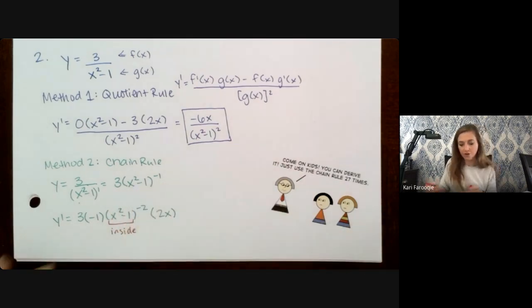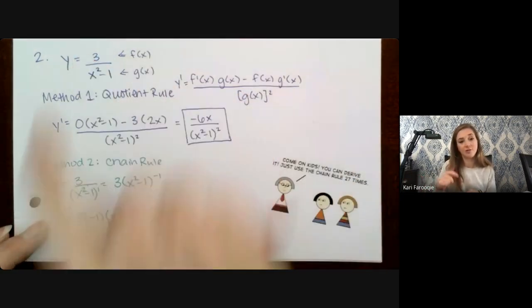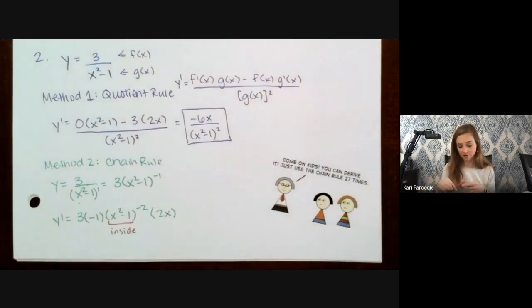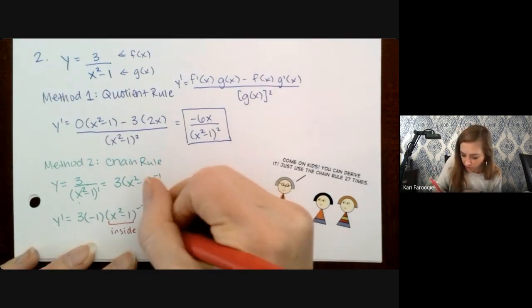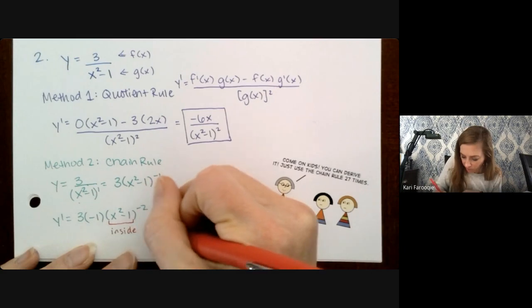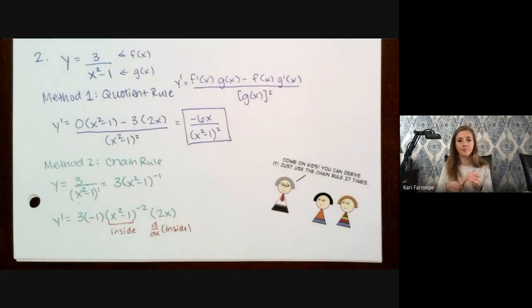Inside function. I don't want to call it f of x because I already relabeled f of x to use the quotient rule up there. And now it's going to look confusing. And then this is the derivative of the inside function. So I'll say derivative with respect to x of the inside.